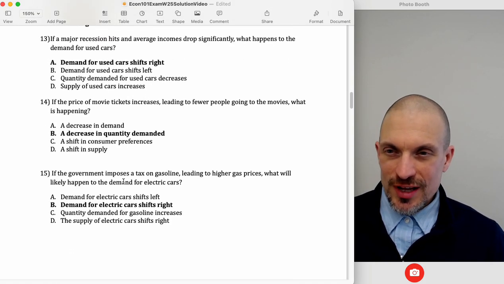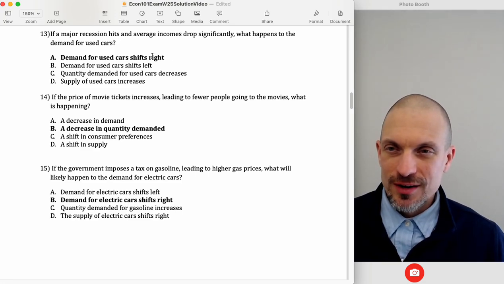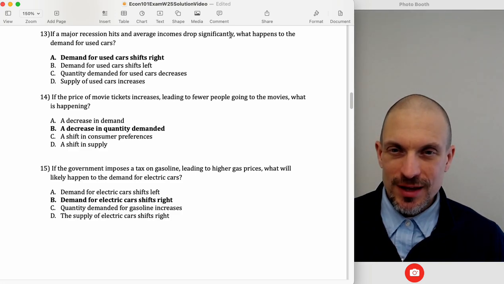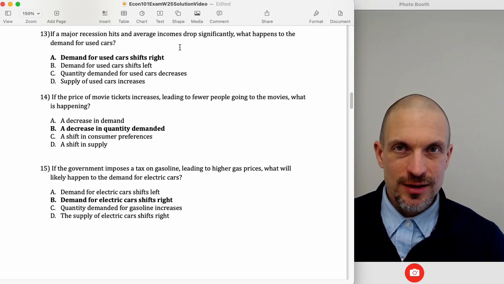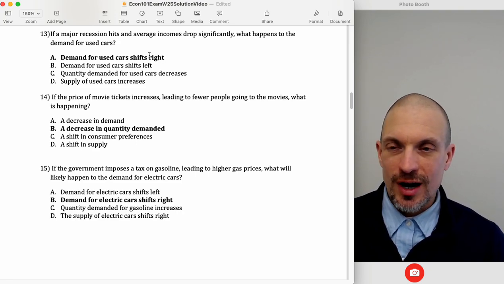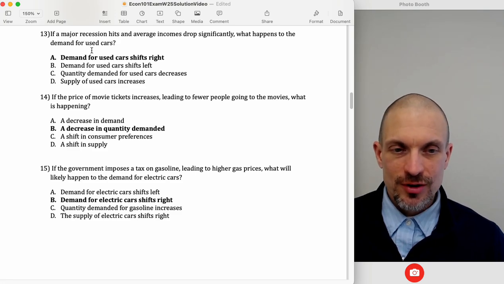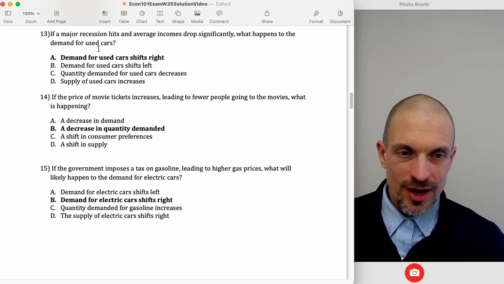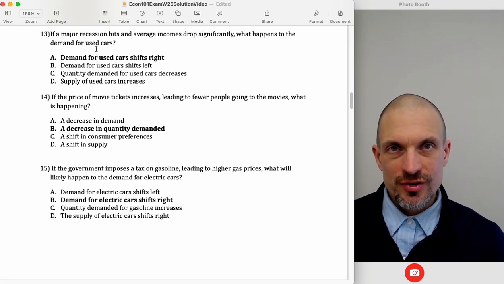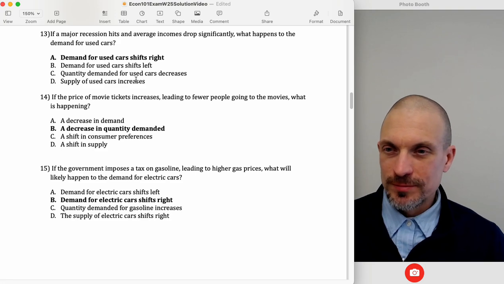If a major recession hits and average incomes drop significantly, what happens to the demand for used cars? Demand for used cars should shift to the right. So the idea is a recession has hit, incomes are dropping. As a result, people are going to buy more used cars and fewer new cars. So we'd expect new cars are going to be a normal good. Incomes rise, people buy more. But used cars are going to be an inferior good. As incomes fall, people will buy more.